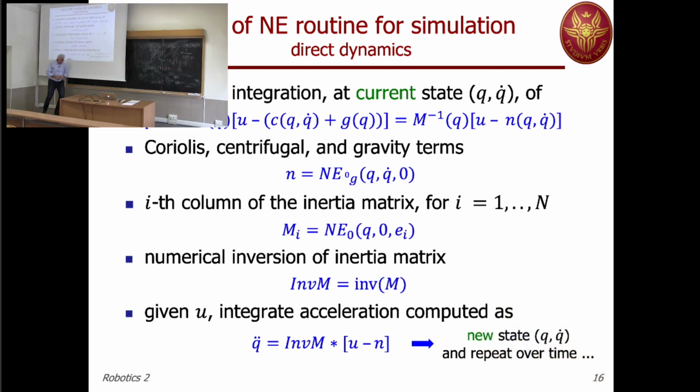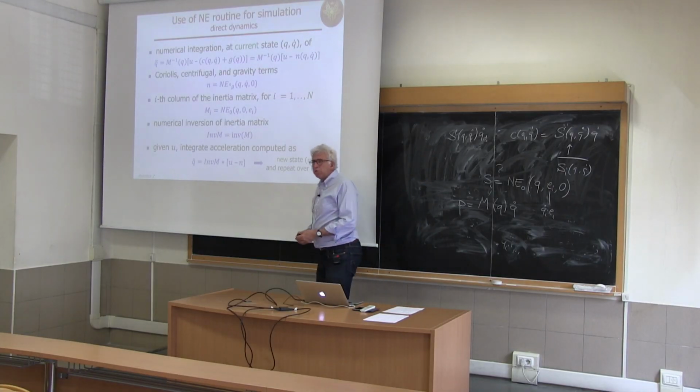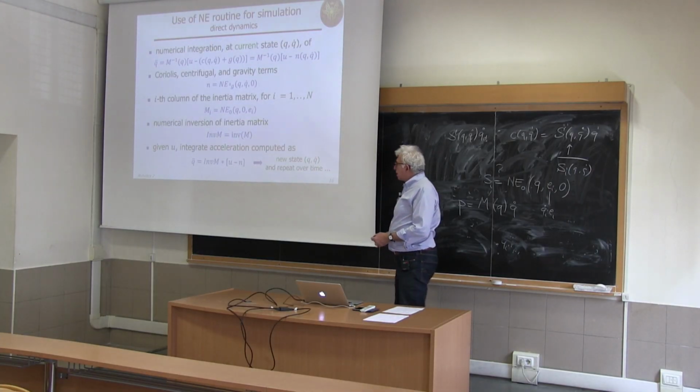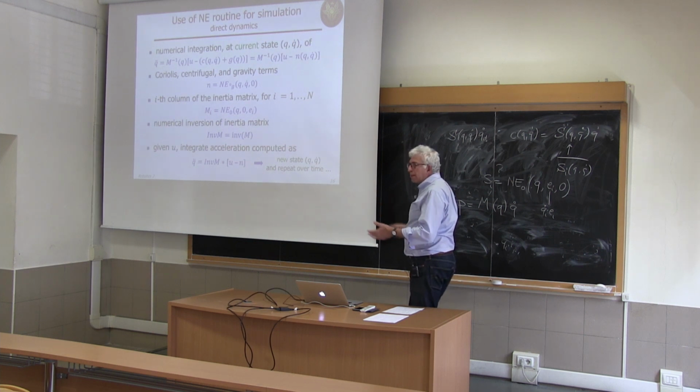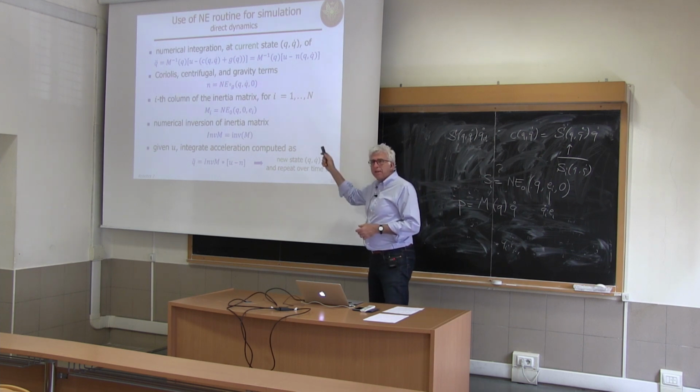If you're doing a block diagram in Simulink, you will call these blocks: one that evaluates through Newton-Euler the n vector, one that evaluates all the columns of the inertia matrix and does the inversion, and then you do this product. And you're done, in the sense that now you can pass this acceleration to the routine of integration that you're using from the menu, let's say Adams-Bashforth or a Runge-Kutta method of the fourth order and so on. So you generate the new state and then you repeat over time.